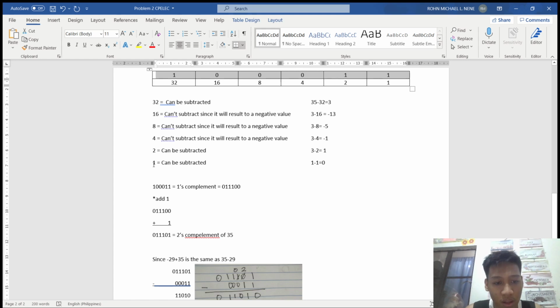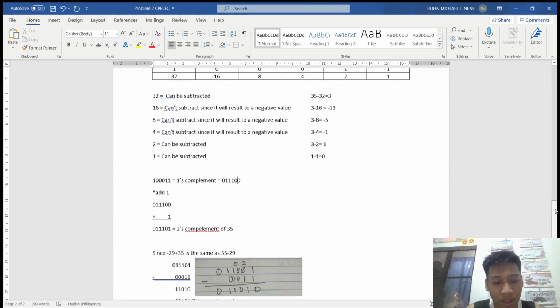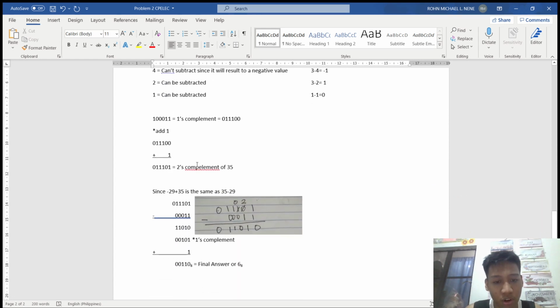1000, which we will be converting to its ones complement, which gives you 0 1 1 1 0 0. Then to completely convert it to 2's complement of 35, we will be adding 1. That will give you 0 1 1 1 0 1, which is the 2's complement of 35.